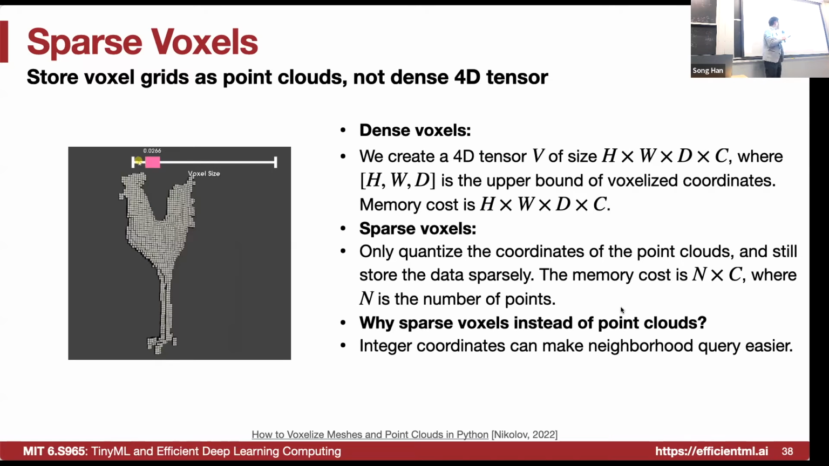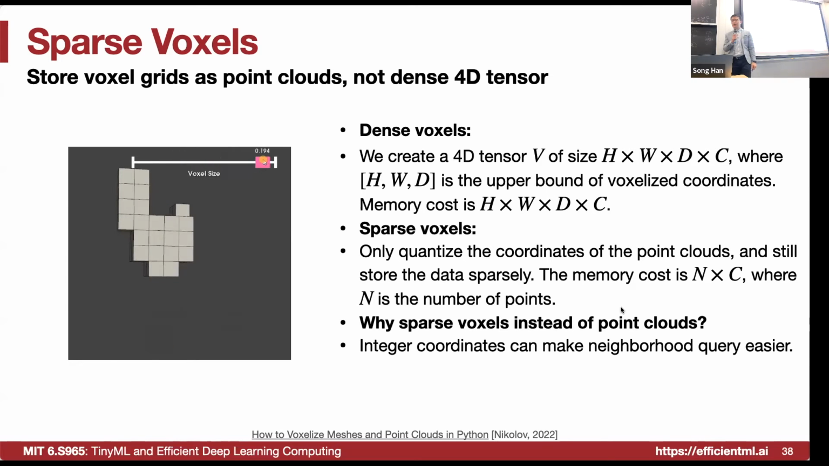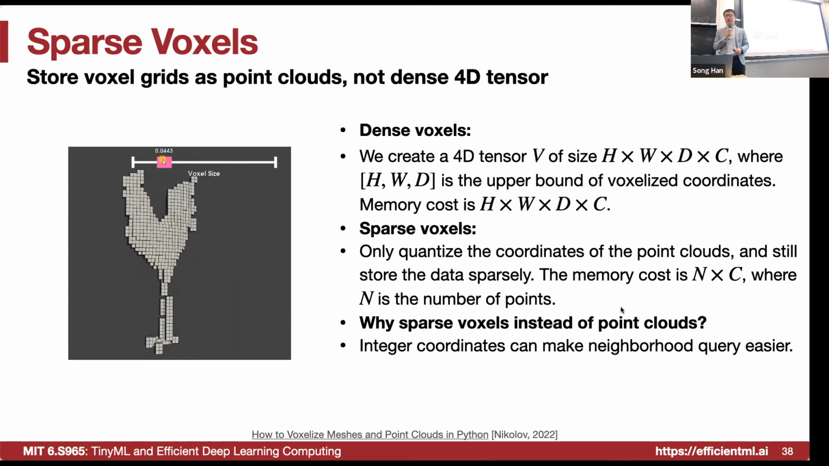So why do we use sparse voxels instead of a point cloud? Because now we have integer coordinates. We are quantizing the space so that we can have integer coordinates, which makes the neighborhood query much easier. For example, x plus 1 indicates its very first neighbor to the right.